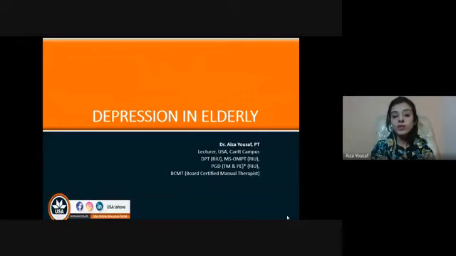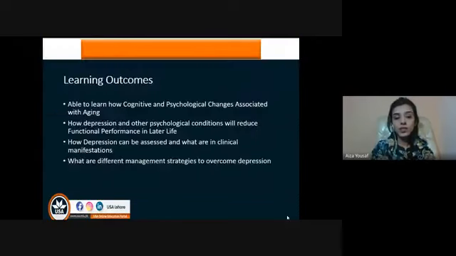Today we are going to learn about depression in the elderly population. After today's lecture, you will be able to learn about the cognitive and psychological changes associated with aging, how depression and other psychological conditions reduce functional performance in later life, how it can be assessed, and what its clinical manifestations are. Learning through these points, you will be able to manage different strategies to overcome depression.